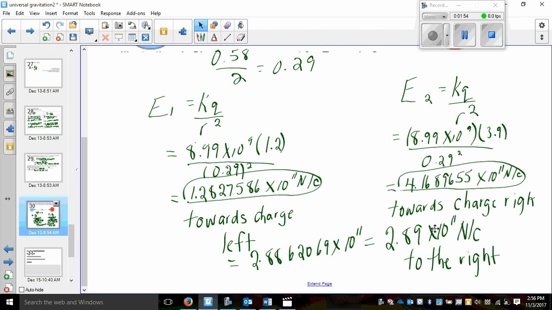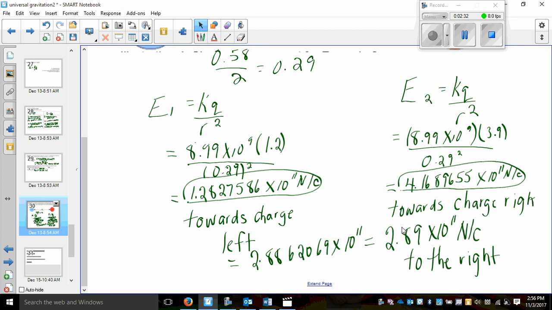Okay? So what I'm going to have to do is take this value and subtract my 1.28. Because this is going to the right and this is to the left, I subtract those two values. When it was all done, I got 2.8 times 10 to the negative 11, and then I put it in sig figs to be 2.89 times 10 to the 11 newtons per coulomb to the right. So again, just vector addition there.